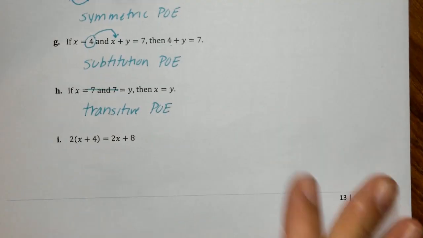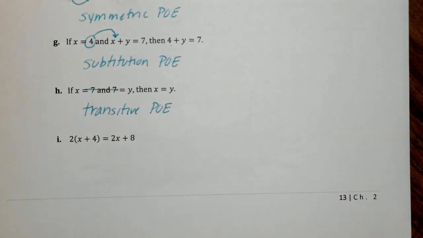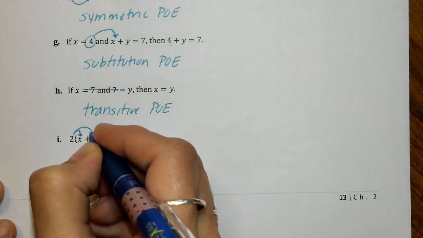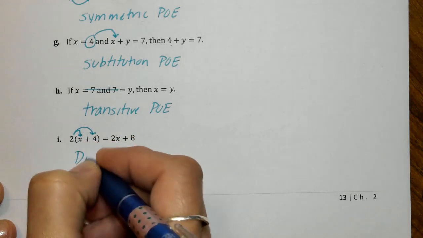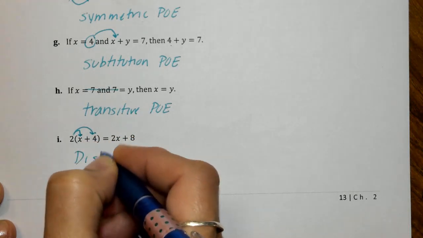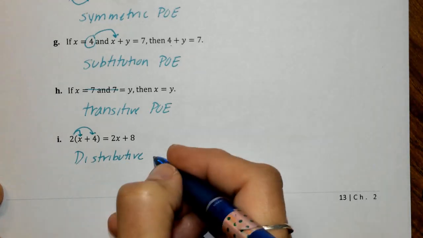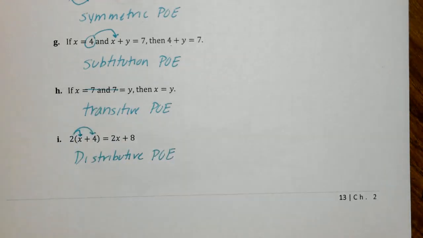And then I, 2 parentheses x plus 4 equals 2x plus 8. Well, how do we get the 2x plus 8? Look at this. We distributed. So we have our distribution or distributive property. You say distributive or distribution property, we will take it, okay? So that being said, let's go ahead and take a look.